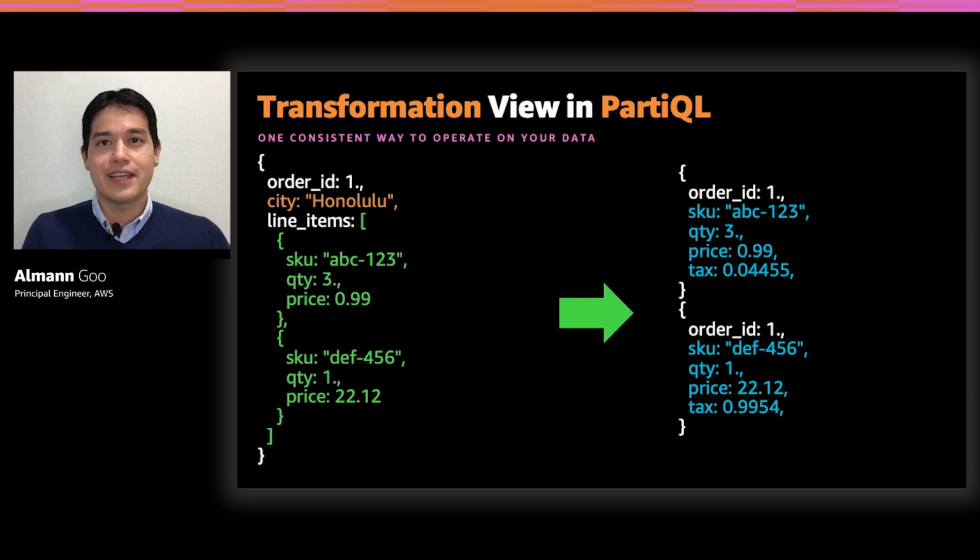So let's take a look at that transformation view and some example data. You can see here that we have the city of Honolulu, so this will be in our view, and these line items are getting flattened out to 2 records from the original order. In this case, you see all of those nested fields for the SKU, the quantity, and the price getting projected, but we also have the tax computed here as well.